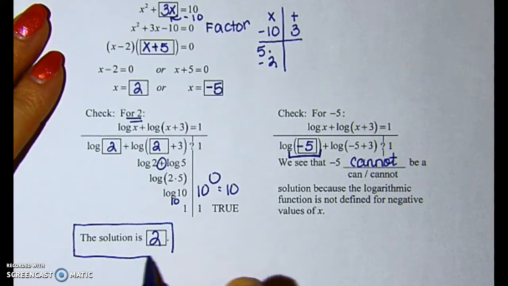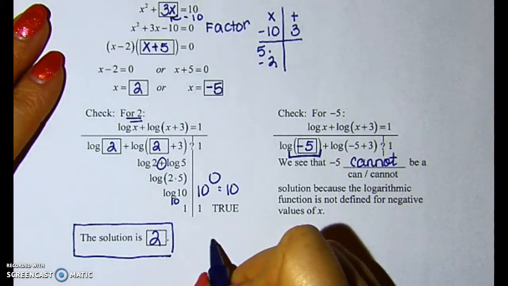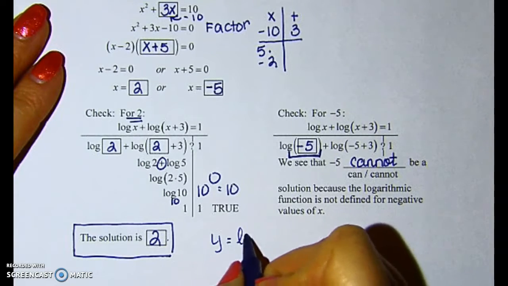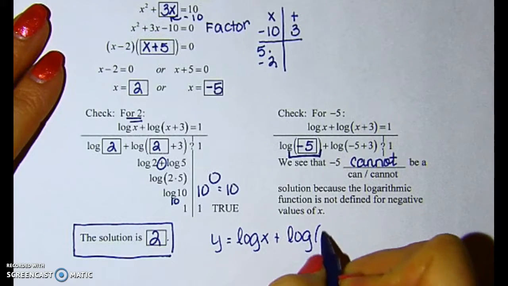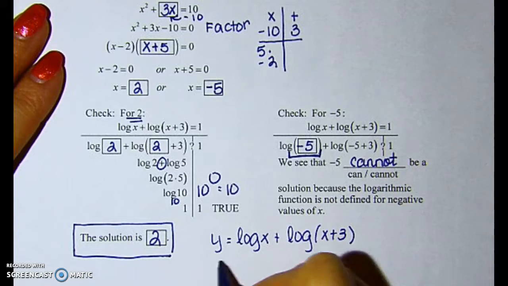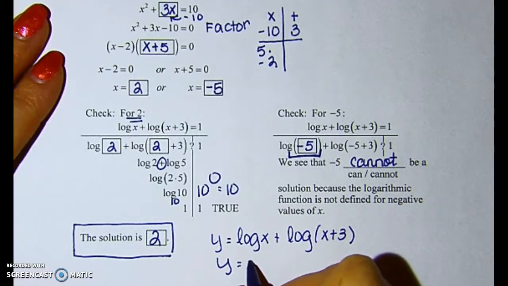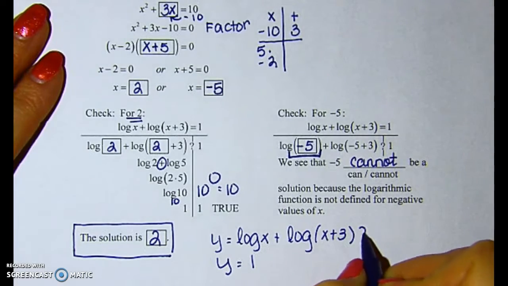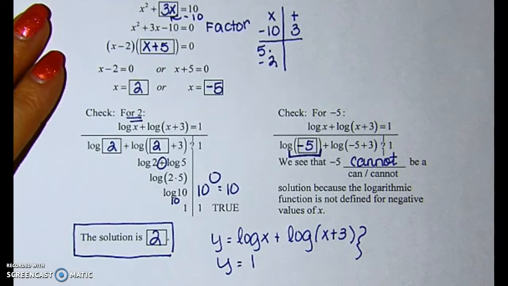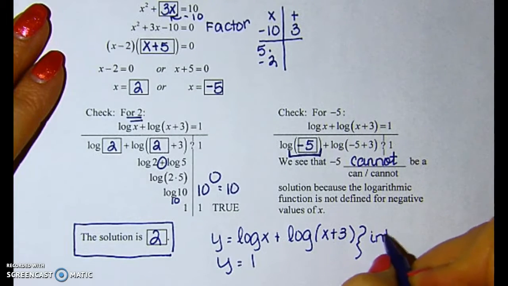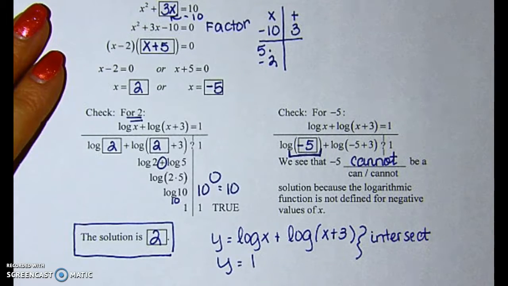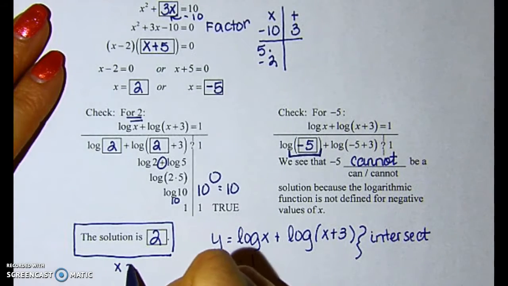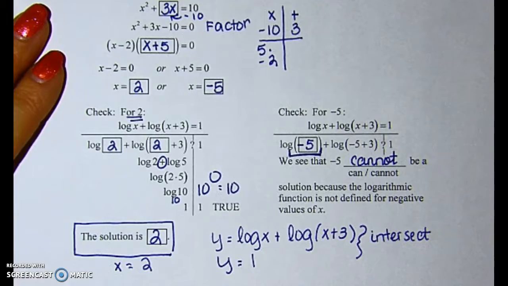If you wanted to solve this graphically, we would set y equals log of x plus log of x plus 3, and a second line of y equals 1, and find where the left-hand side and the right-hand side intersect. So we would solve by the intersection method, and we would see they would intersect at x equals 2, based on the solution we found algebraically.